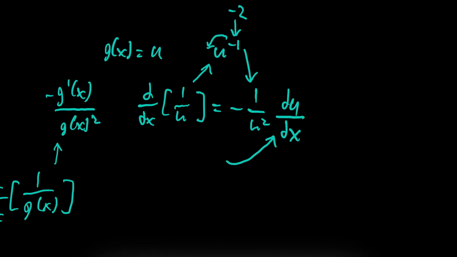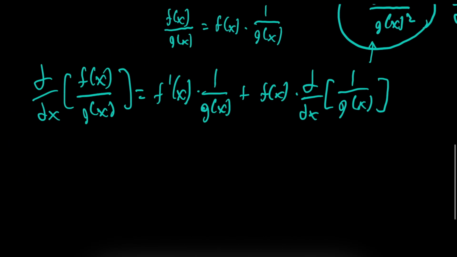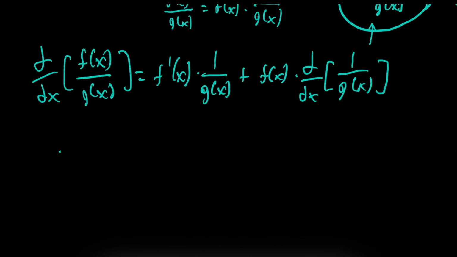This is a part of the chain rule right here, so don't worry about it too much, but you're just multiplying the derivative of the inner function by the derivative of the outer function. We'll get to that later, but for now, just take in that this is the derivative of 1 over g of x. And let's continue on our merry way, right?